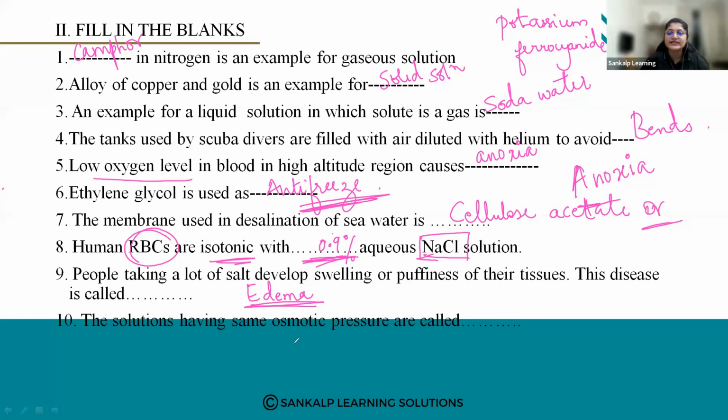Next question. The solutions having the same osmotic pressure are called as... Yes, good, Jyoti, Lakshmi, Bhavna. Yes, it is isotonic. We have seen this. When two solutions have the same osmotic pressure, they are called isotonic solutions.